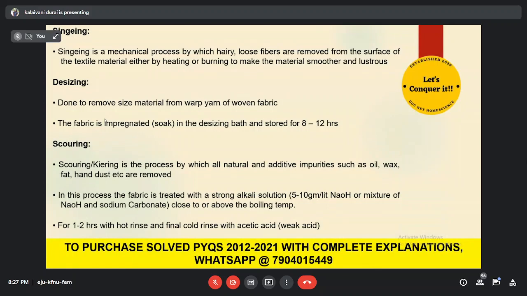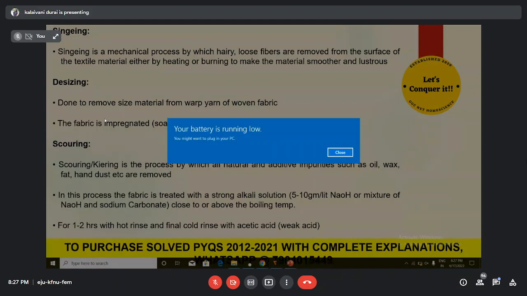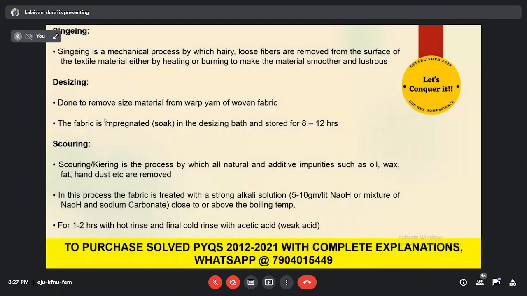Next is desizing. Desizing, just divide the word into two, D plus sizing, that is removing the sizing. Okay, size material, it's kind of a starch material which we are applying to the woven fabric to give it kind of stiffness. Okay, sizing. So the process of removing that sizing, we call it as desizing.